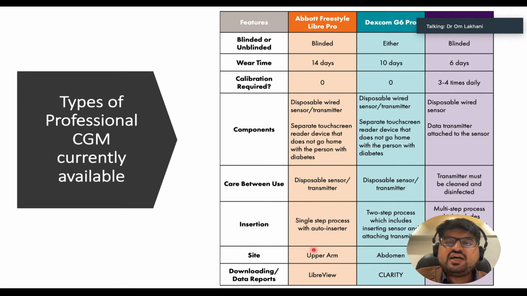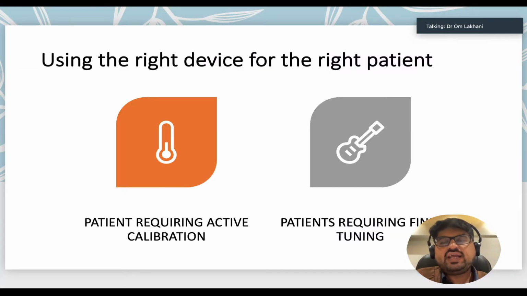The Abbott Freestyle Libre is strategically placed in the upper arm, whereas the other two can be placed in the abdomen. And you have, of course, different ways in which you can take the data and take it forward. So like I said, you need to use the right device for the right patient.